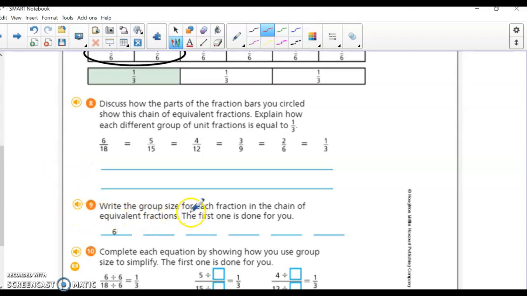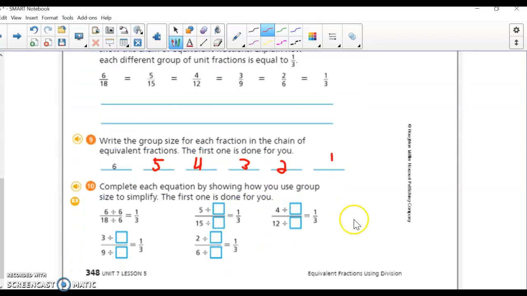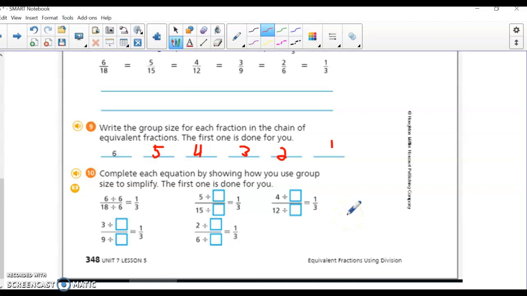And so for the group size for each fraction in the chain of equivalent fractions, the first one's done for us. So 6/18, this was 5/15, 4/12, 3 ninths, 2/6, and 1/3. Okay, now let's get a little practice. The first one's done for us. We'll do another one, and then I'll let you pause it and try and do the last 3.